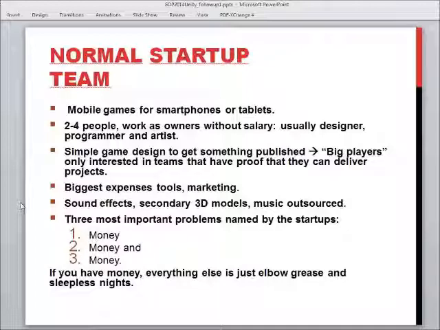They make their first product for a mobile system, smartphone or tablet, because the production values are smaller. There are 2 to 4 people and they work as owners without salary. It means that they own the company, they own the product and they own all the profit, but they are unable to get their salary for the work at that point.